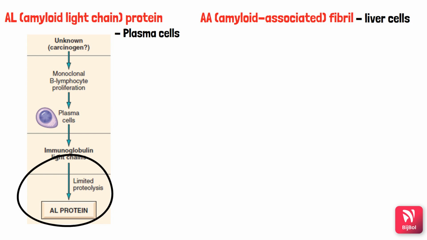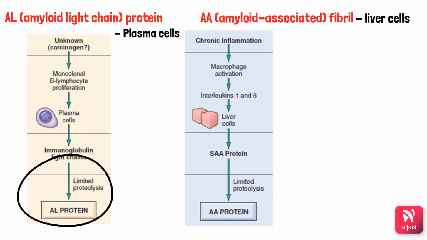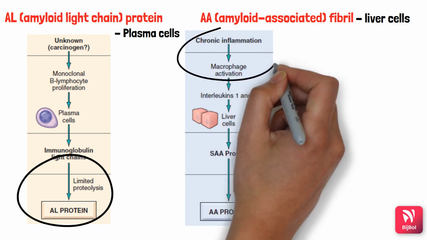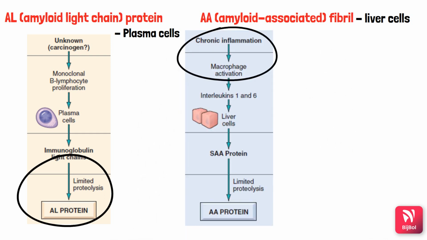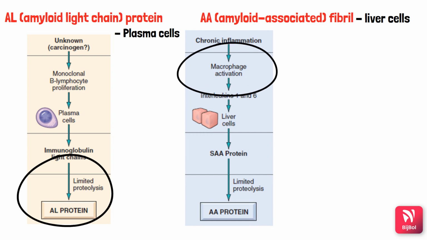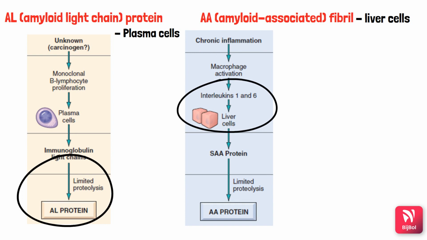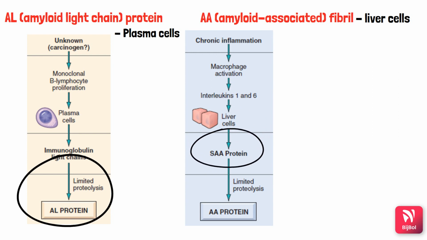This is seen in liver cells, that is reticuloendothelial cells, and here the etiology is inflammation, inflammatory disorders. Whenever there is a chronic inflammation, the main chronic inflammatory cell is the macrophage. Whenever macrophages come into action, they release some cytokines. That is how they elicit their defense mechanism, right? By releasing cytokines, that is interleukin 1 and 6. These interleukin 1 and 6 act on liver cells, that is reticuloendothelial cells, then these liver cells will deposit a protein called SAA, serum amyloid associated protein.